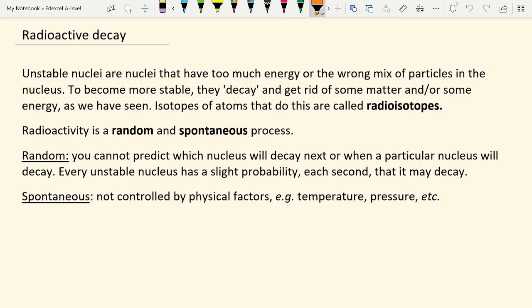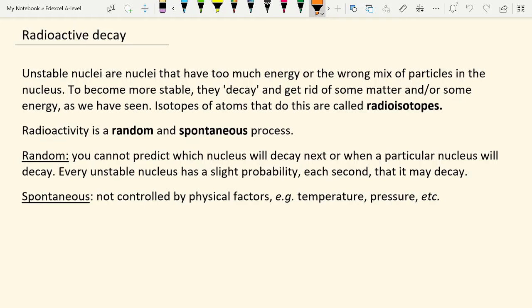Today we're going to be talking about unstable nuclei and how they decay and what happens after they start. So it's worth defining first of all what an unstable nucleus is, and this is one that has too much energy in the nucleus or the wrong mix of particles. Now, what the wrong mix of particles is not something that we need to know at this stage.